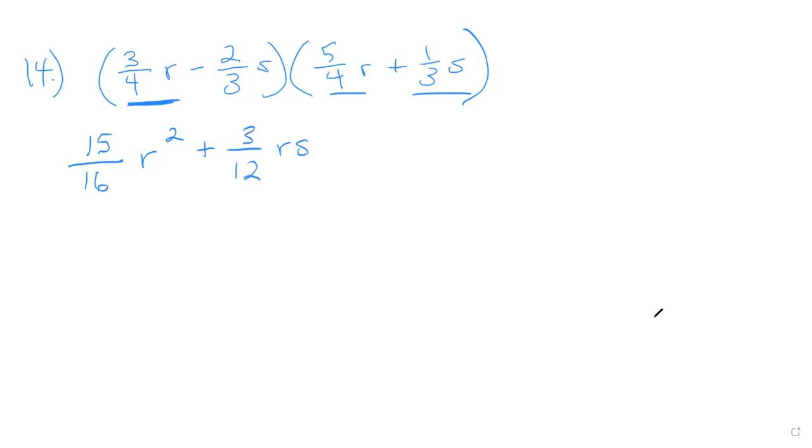So let's go back, and let me get a different color here. I'm going to take this 2/3 s, and it's a negative 2/3 s, and now I'm going to go back and give that to both of these terms. So I'm distributing is what I'm doing. So if I do negative 2/3 s times 5/4 r, I'm going to get negative 10/12 rs.